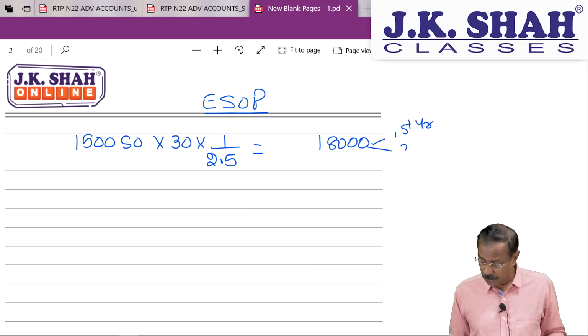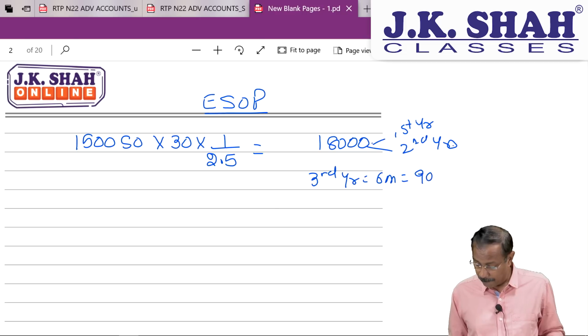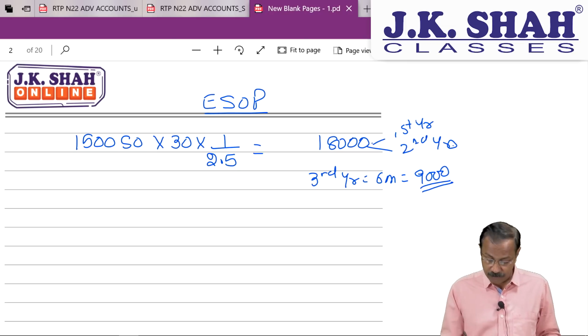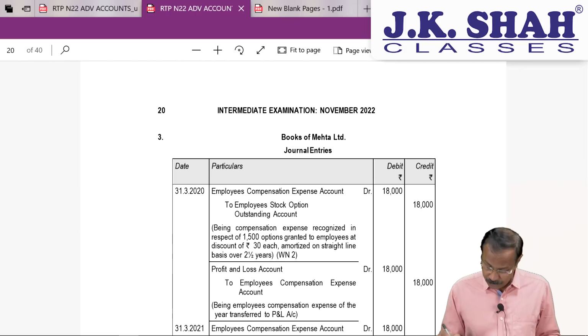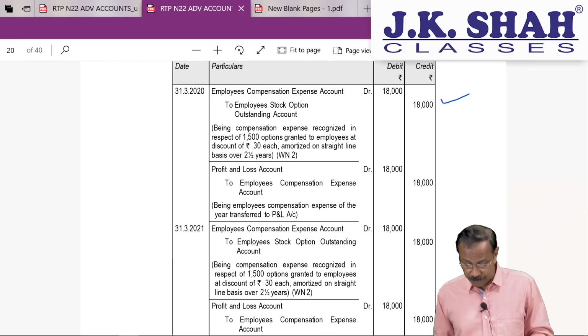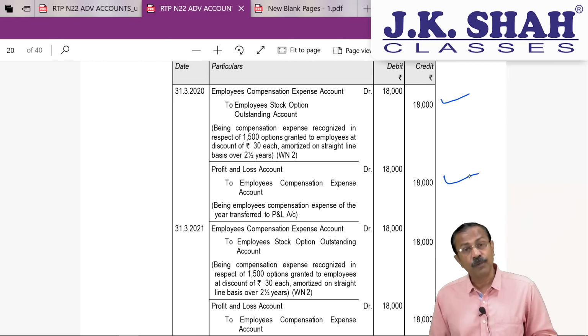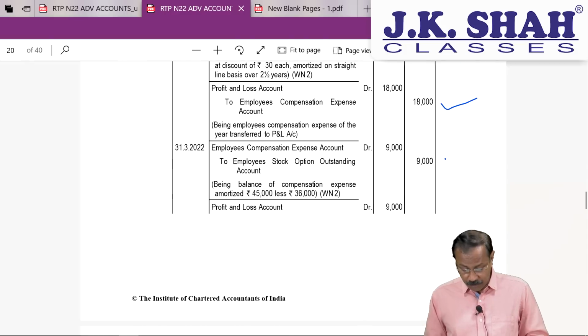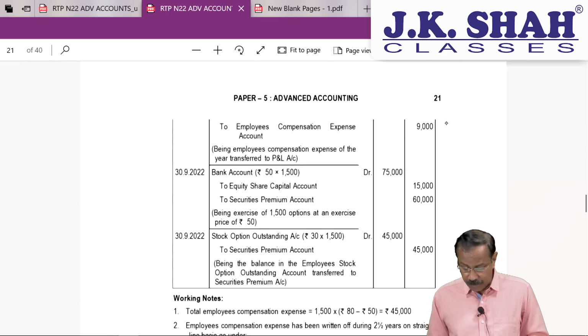First year, second year. Third year only for 6 months. So can I say the amount will be only 9,000 rupees, remember. Which means first year 18, second year 18, third year 9,000. See, first year 18, employee compensation expense account debit to employee stock options outstanding account, and the same is transferred to P&L. Second year also 18, expense and transfer to P&L. Third year 9,000 transfer to P&L, 9,000.